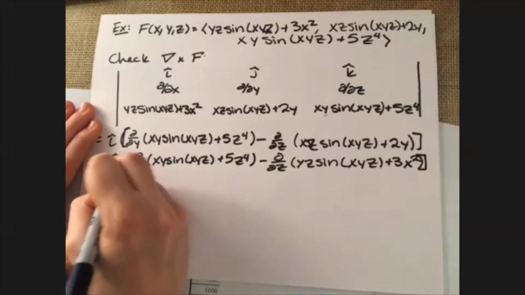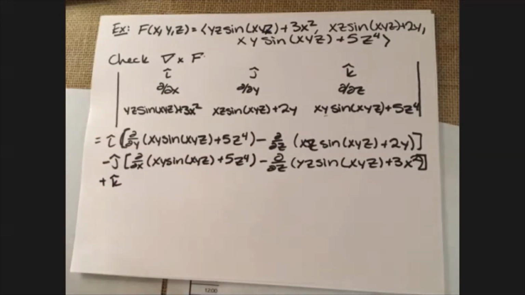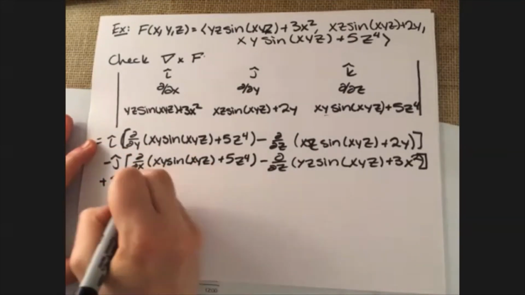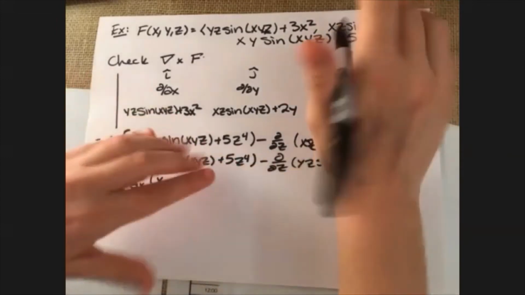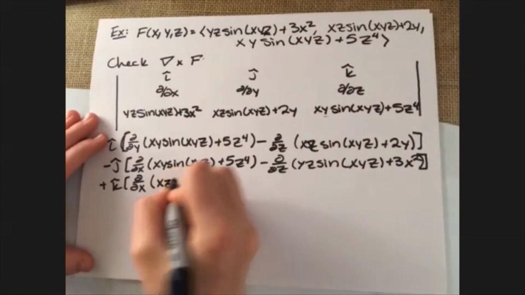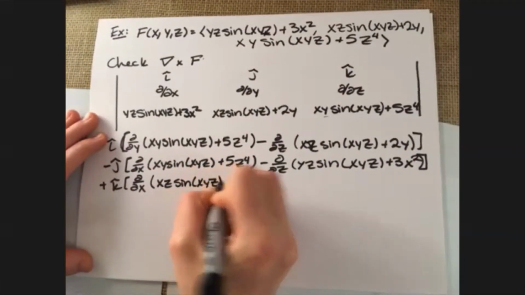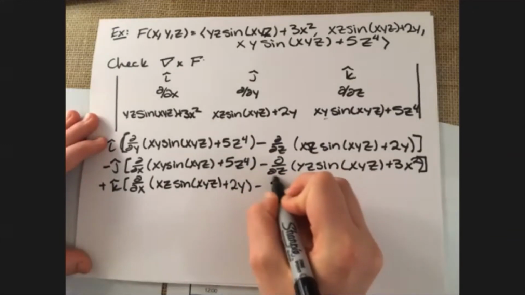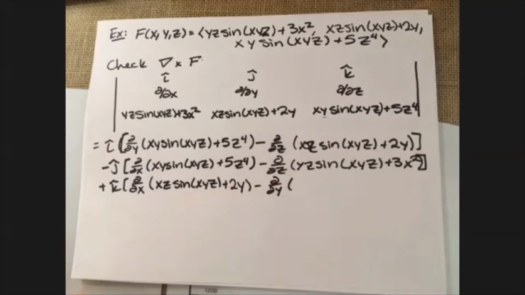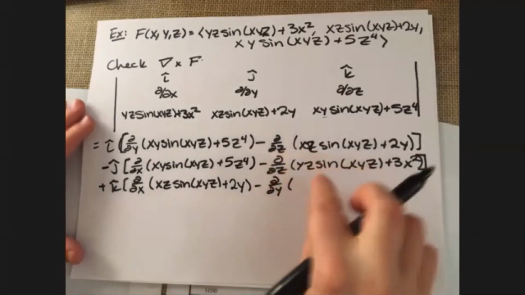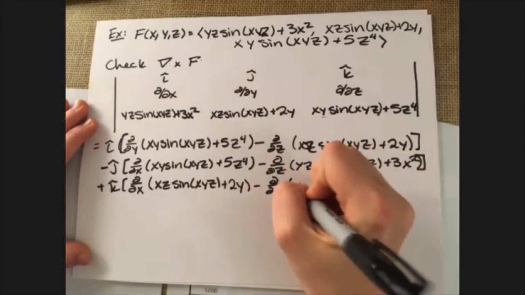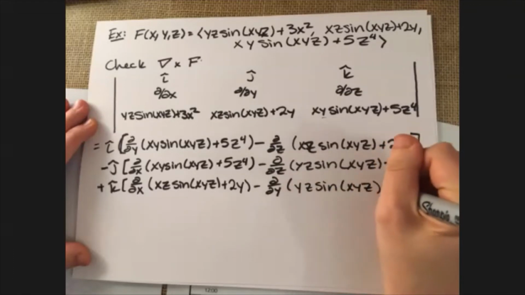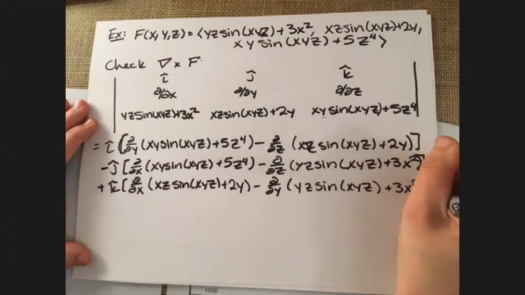And then finally plus k hat times partial with respect to x. And then this is going to be of xz sine of xyz plus 2y. And then minus partial with respect to y of yz sine of xyz, and then plus 3x squared.